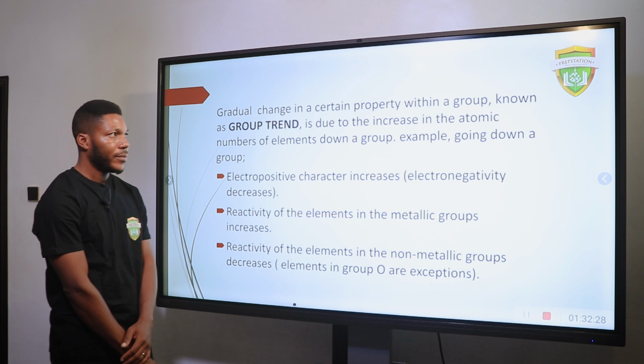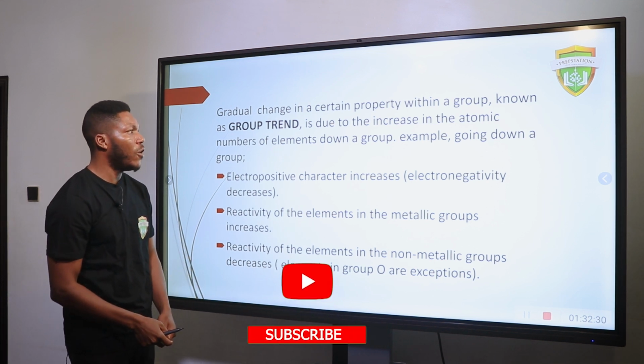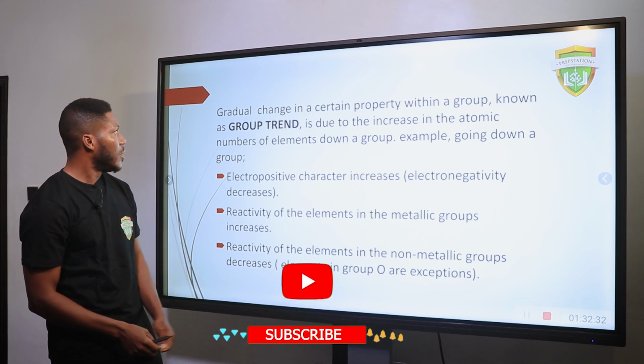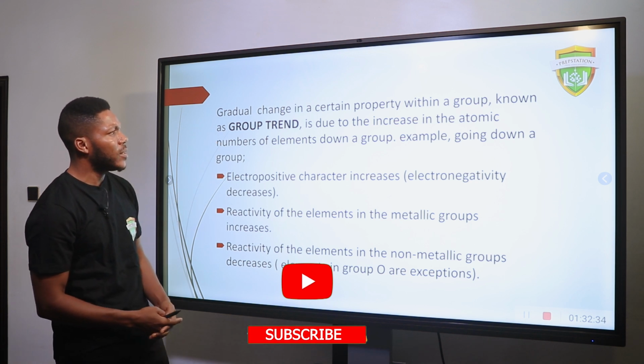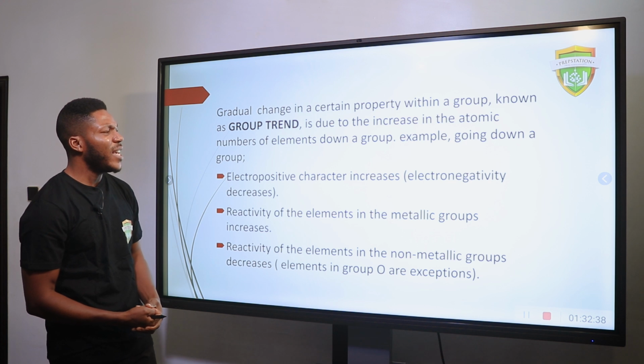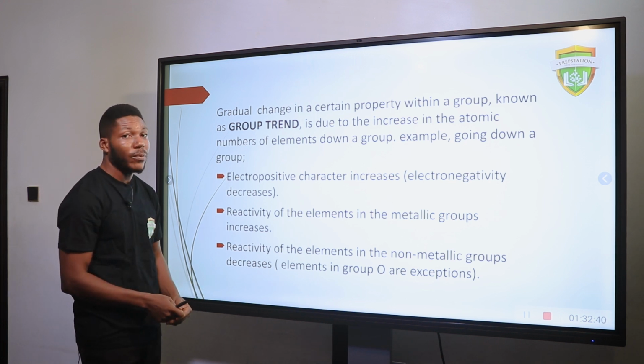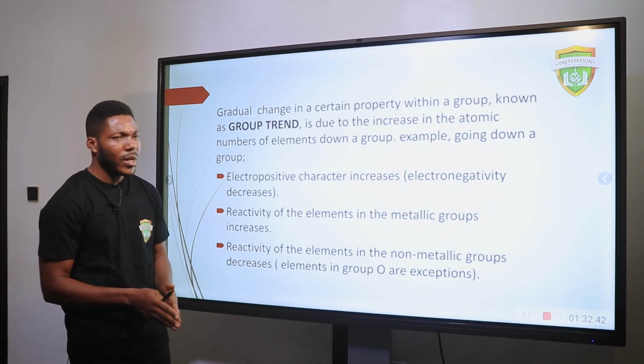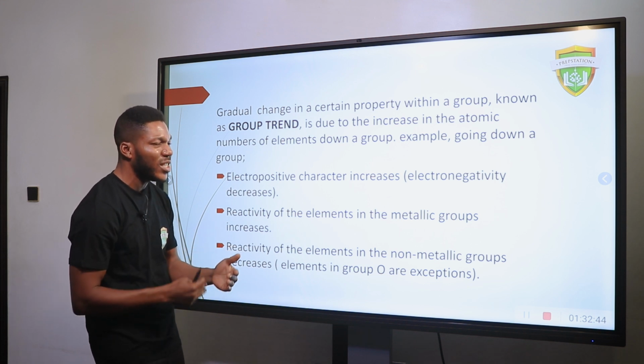Welcome back. We are still on the features of the periodic table. A gradual change in a certain property within a group, known as a group trend, is due to their increase in what? In atomic numbers. So the higher the atomic number, the more the change.